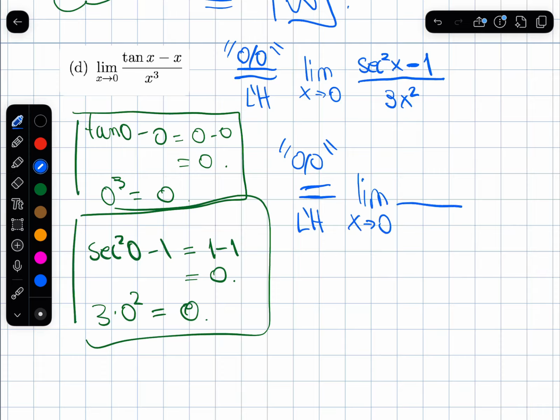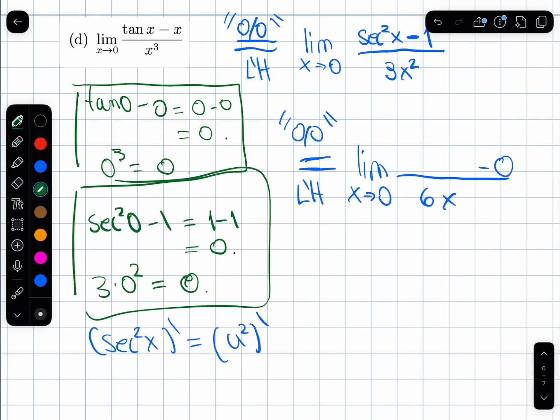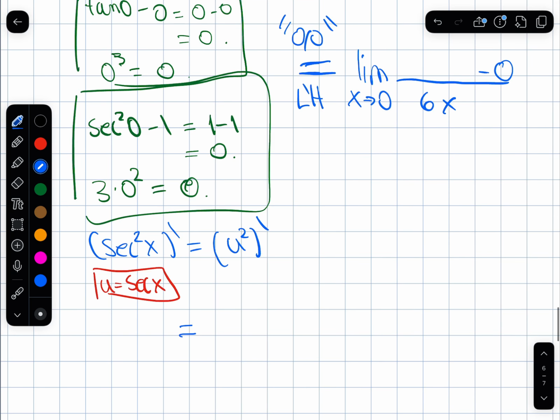Now the bottom is easy to derive. That's 6x. The top, not so much. The top requires me, well, the derivative of 1 is 0, doesn't matter. Now, secant squared x, for me to derive it, I need to use the chain rule. I make u equal to secant of x, and then that will become 2u prime, like so. Chain rule here. If you've forgotten how the chain rule works, you have to go back and review it.